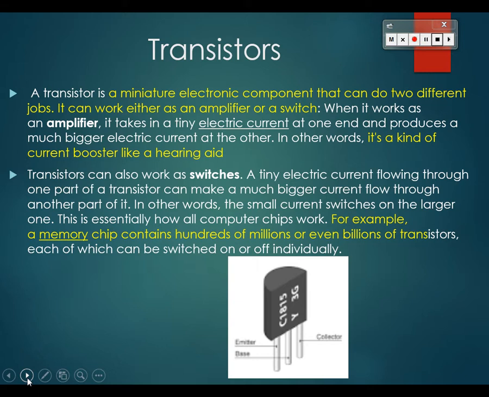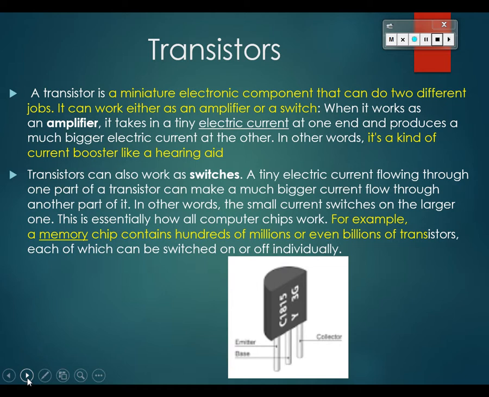This is also new this year. It is a transistor. It's a miniature, a really small electronic component that can do two different jobs. It can work as an amplifier or a switch. With an amplifier, think of making something sound bigger, or making the electric current bigger. It's kind of like a current booster. If you think of a hearing aid, people need to amplify the sound around them. The transistor amplifies the electric current.